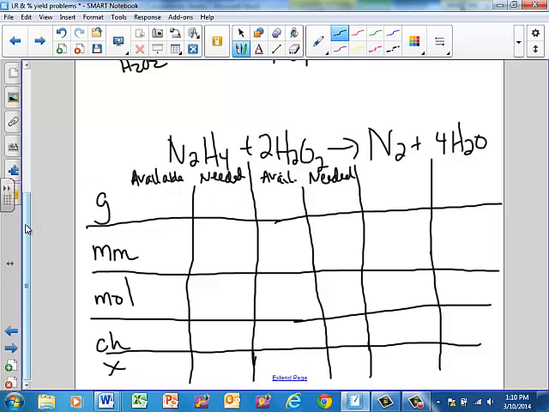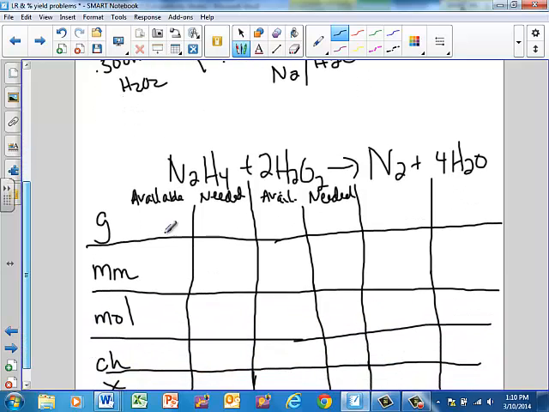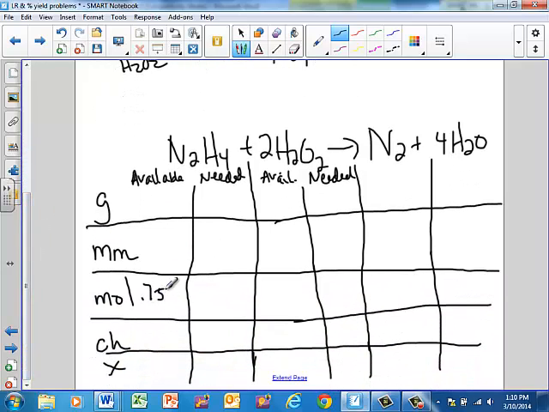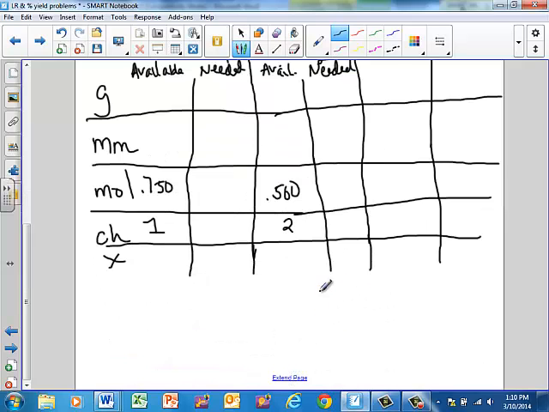Okay, the only reason I have those 2 columns there is that I might need it. Then I go ahead and plug in my numbers. I'm starting with 0.750 moles here and 0.500 moles here. My change is 1 for the N2H4. Why? Because there would be a 1 there. 2 for the hydrogen peroxide.